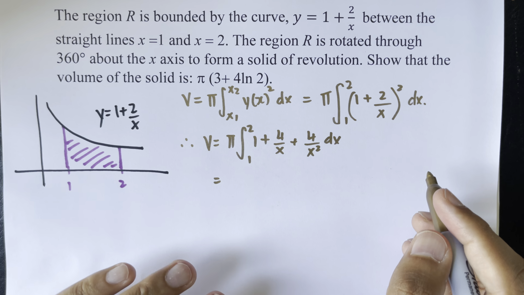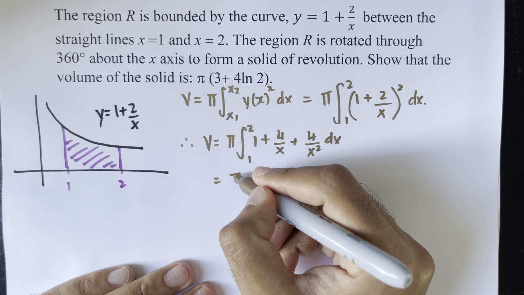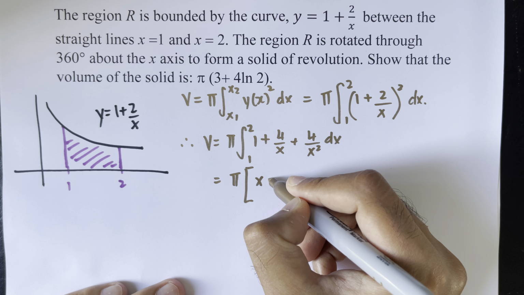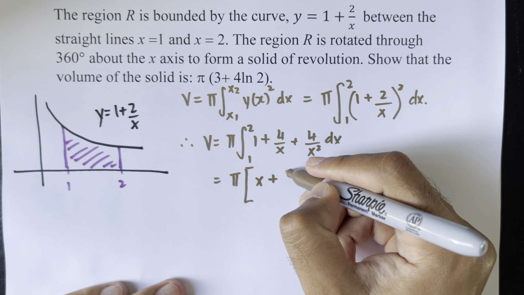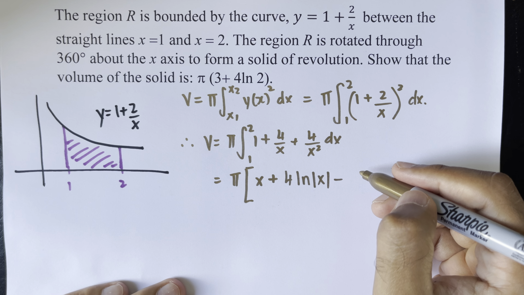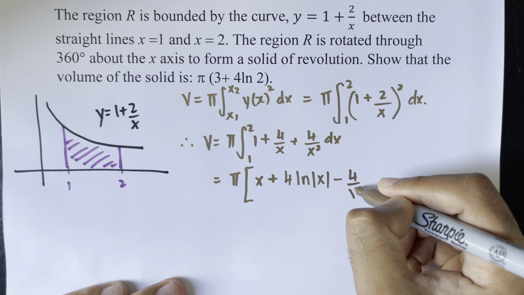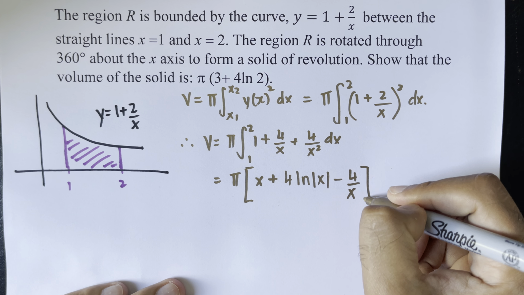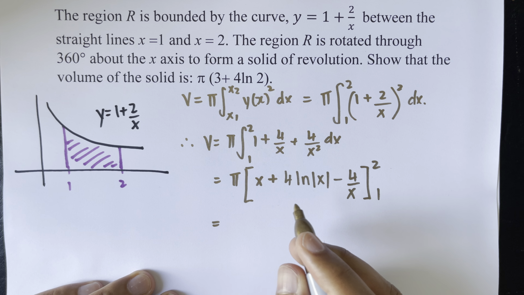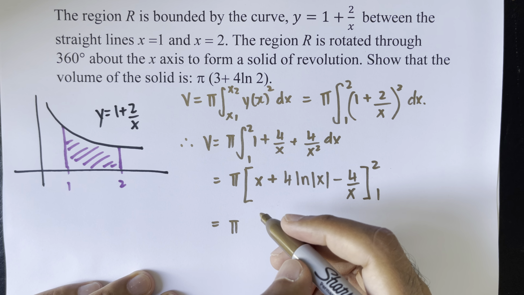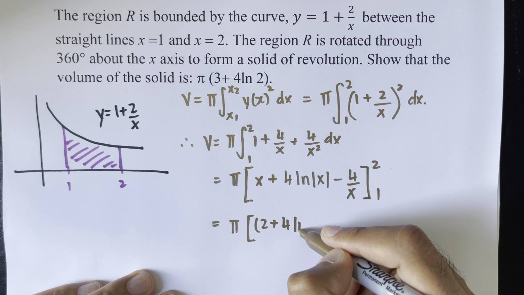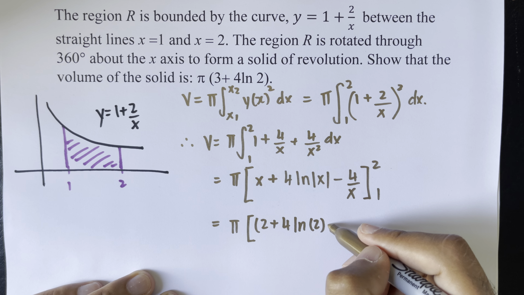Now, that is all equal to, we're going to act on the integration now, and we will get pi times the integration of 1, which is x, plus 4 ln absolute x, minus 4 over x, and that's within the limits of 1 and 2. By putting the numbers in, we will get pi being equal to 2 plus 4 ln 2 minus 2.